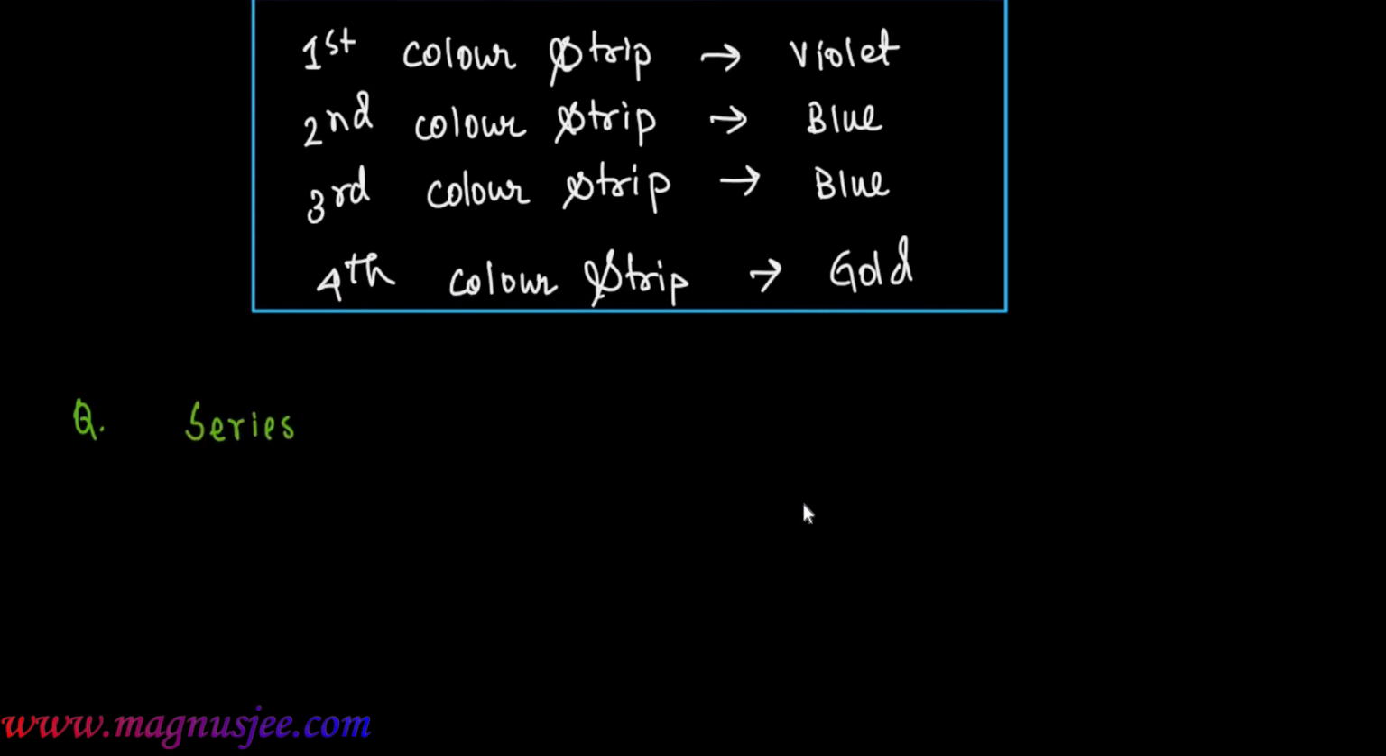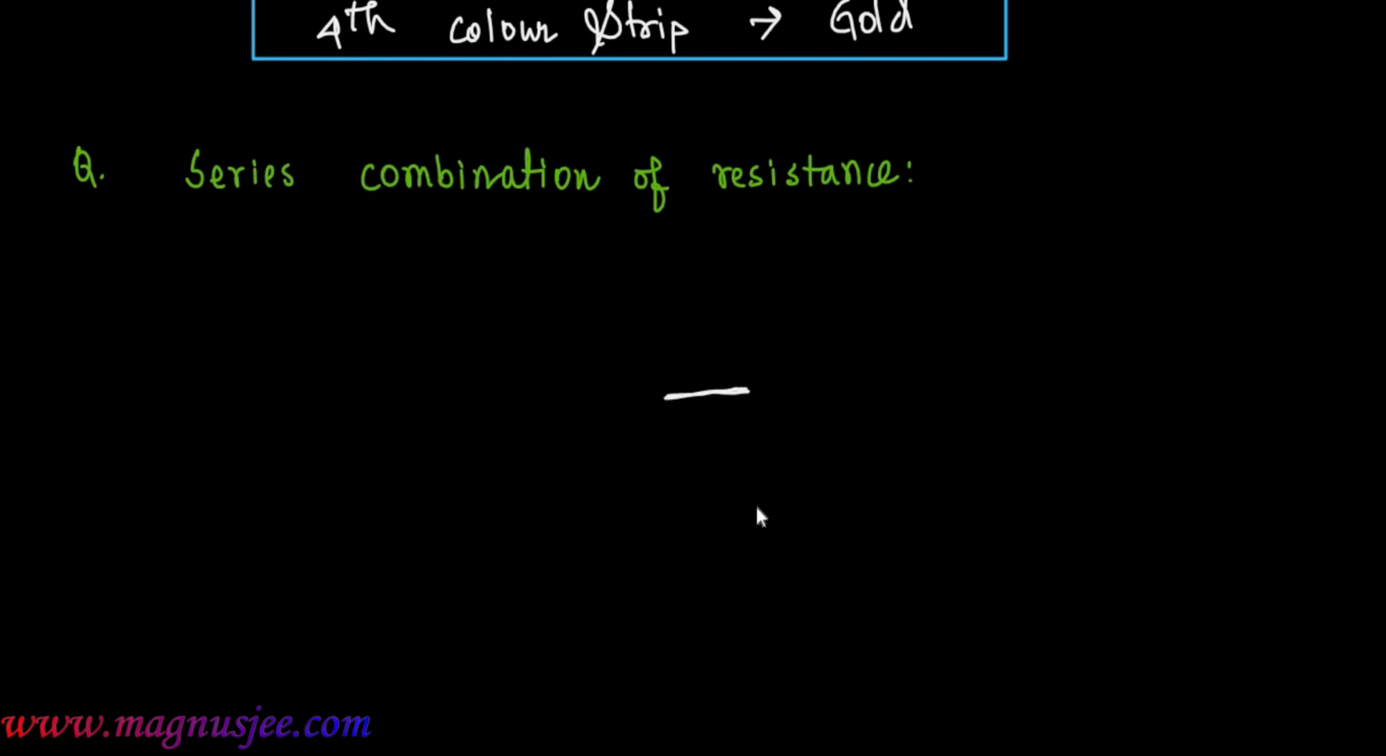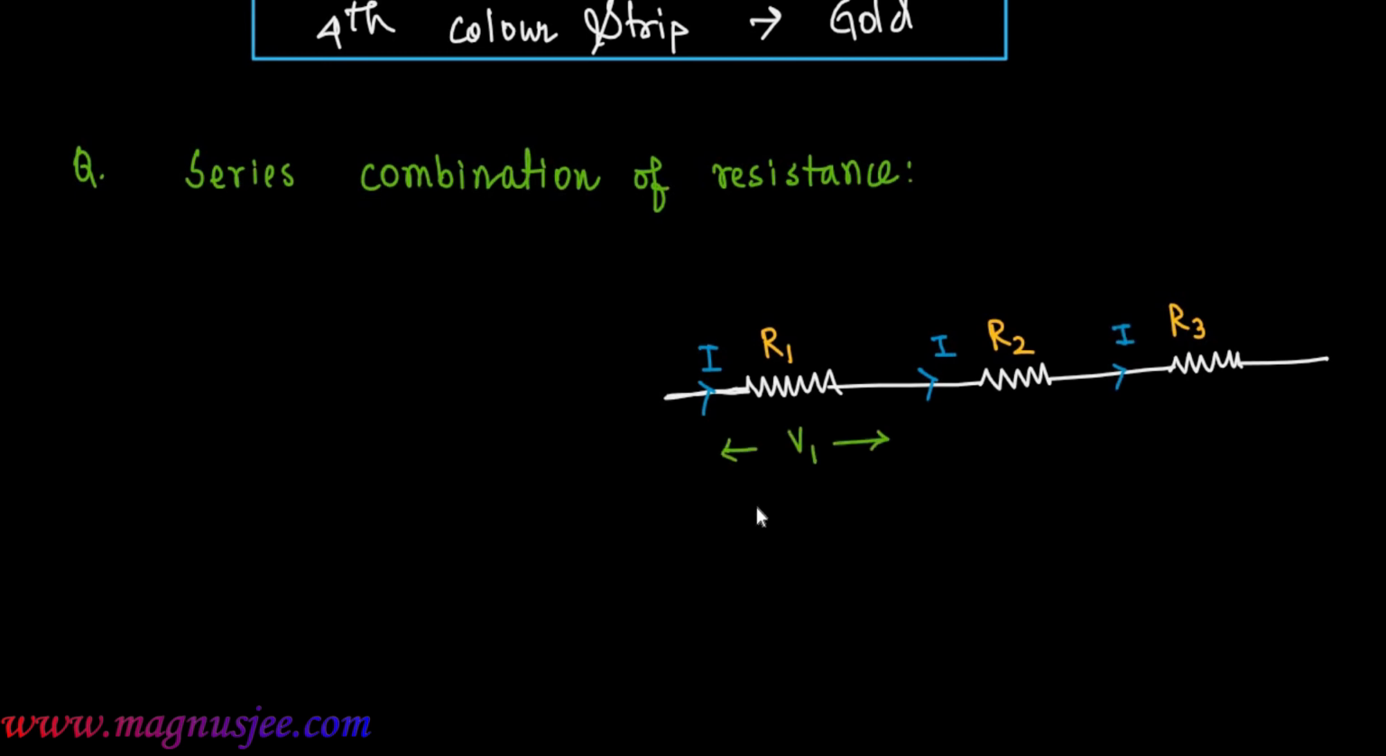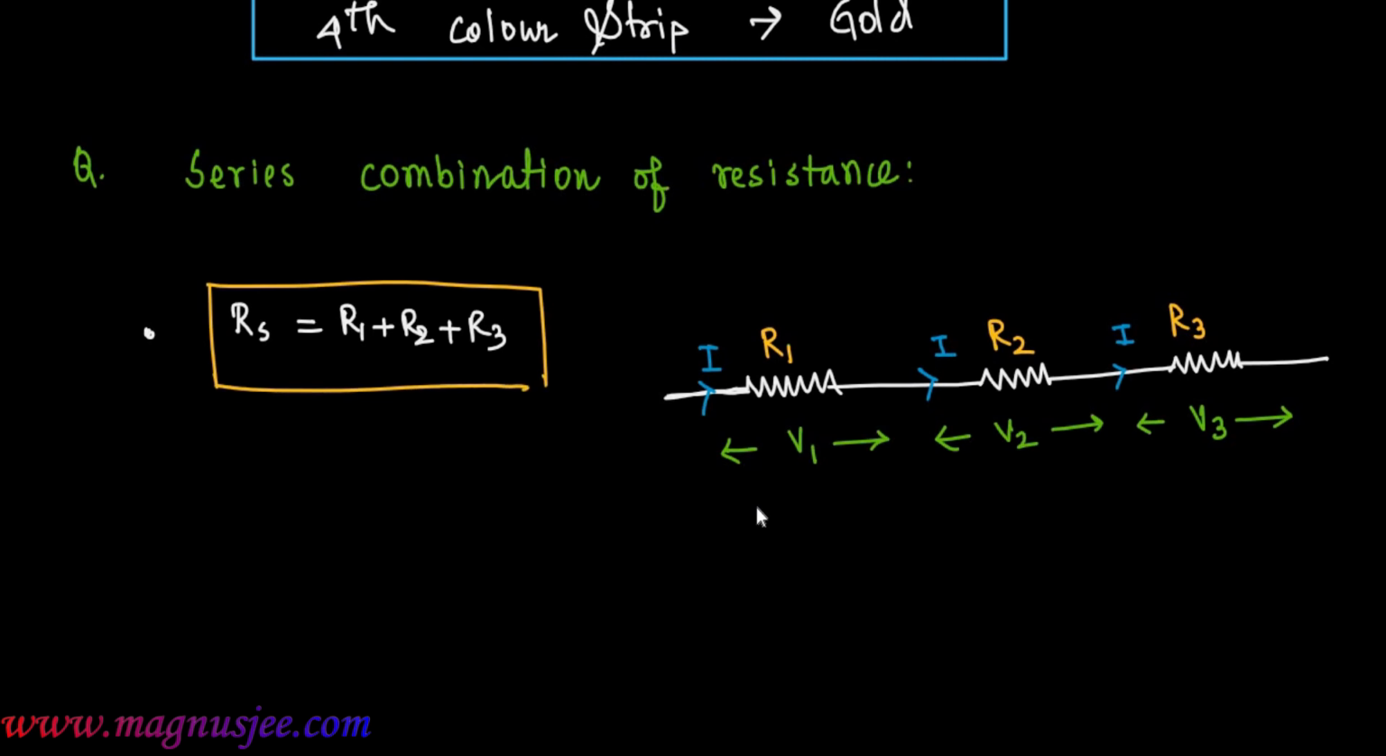Next topic is we have to discuss the series combination of resistances. R1, R2, R3 are the three resistances which are connected in series combination. I is the current which is flowing through the three resistances. V1, V2, V3 are the potential differences across the three resistors. Now the equivalent resistance Rs will be equal to R1 plus R2 plus R3, which is the equivalent resistance of the series combination.